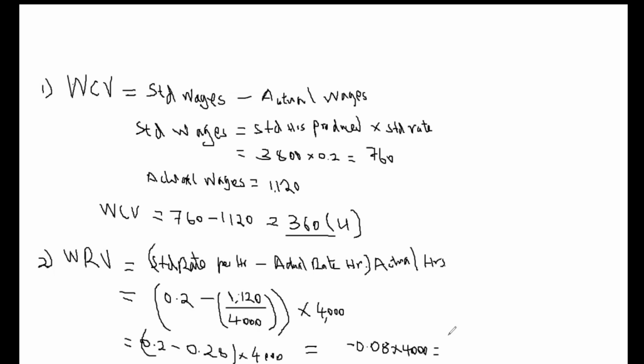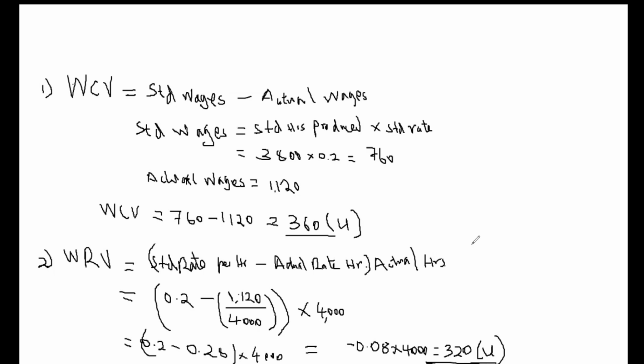So that will give us negative 320. And because it's negative, our variance is unfavorable. Are we together? Is it making sense? Yes. Yeah. So this is what you do.